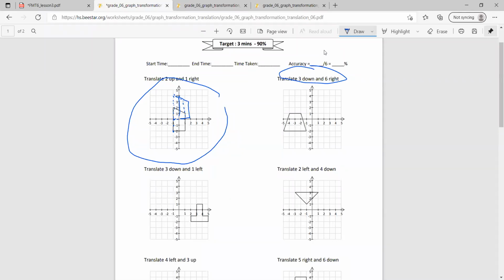So we could translate 3 down first. So we could pick this line and then 1, 2, 3, which should be here. 1, 2, 3, and then this. And then we translate 6 right. So we could pick this point and then 1, 2, 3, 4, 5, 6. So then the resulting trapezoid would be here.